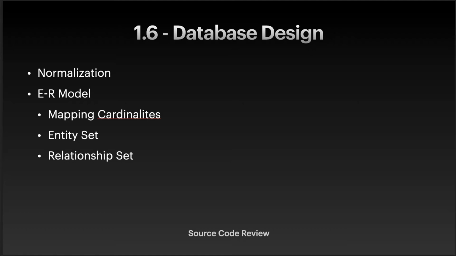Section 1.6 covers database design. More specifically, normalization and the entity relationship model. Now, normalization isn't really covered in this section. It's more introduced, as a way of eliminating redundancies within your data model on the logical level, as well as making it reflect the application as best as possible at the conceptual level, right?